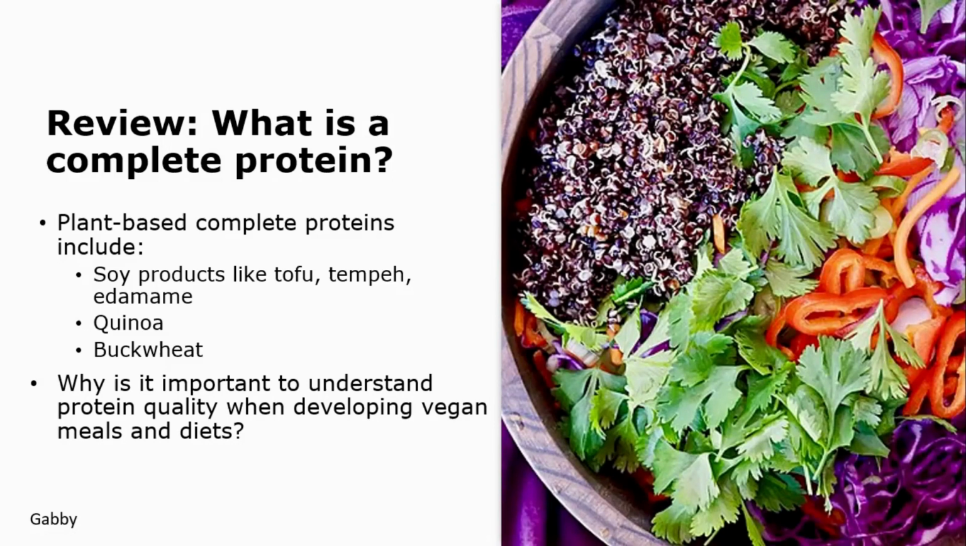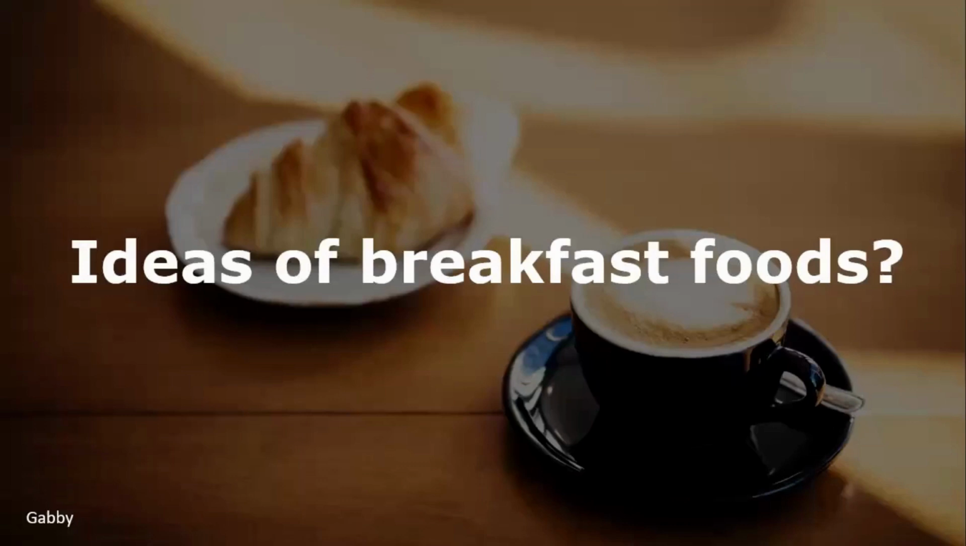So why would it be important to understand protein quality, like complete and incomplete proteins, when developing vegan meals and diets? Is it because not all plant-based sources would have all the essential amino acids? Exactly. Not all plant-based sources of protein are complete proteins. So we work to combine them and create complementary protein meals. So let's get into it.